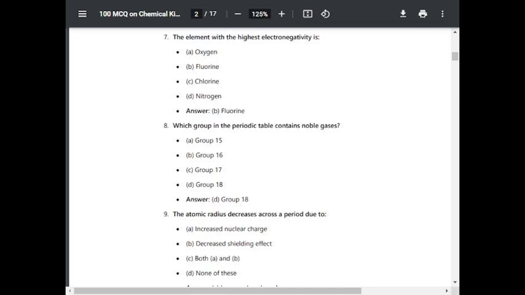Question number 8. Which group in the periodic table contains noble gases? Option A group 15, option B group 16, option C group 17, option D group 18. The correct answer is D, group 18. Group 18 contains the noble gases in the periodic table. So option D is correct.